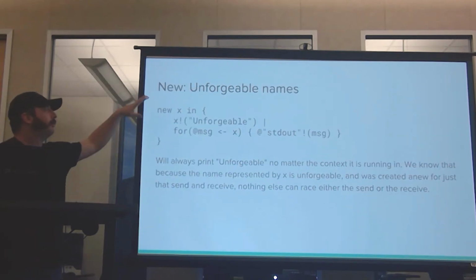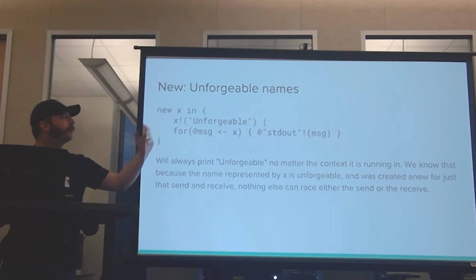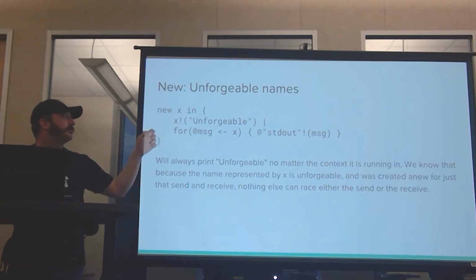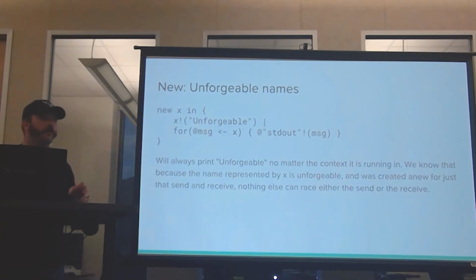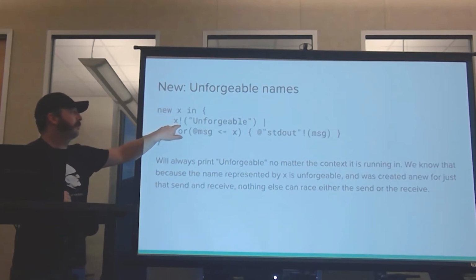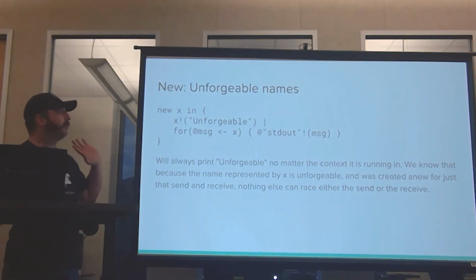Okay, so moving on. One of the things that Rholang has that's definitely not in rho calculus, although it could have been, is new. So new gives you unforgeable names. And what that means is that when this evaluates, it substitutes in a value for X, which you couldn't write in the syntax. So if we were to run this snippet right here, new X, and X bang unforgeable for message from X, standard out bang message. Nothing really surprising here, right?